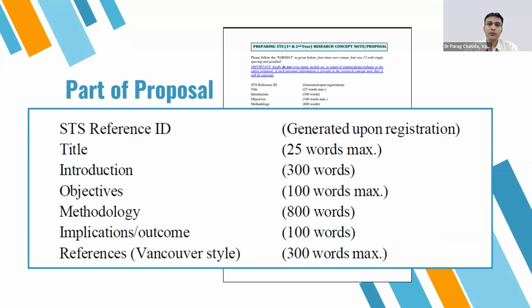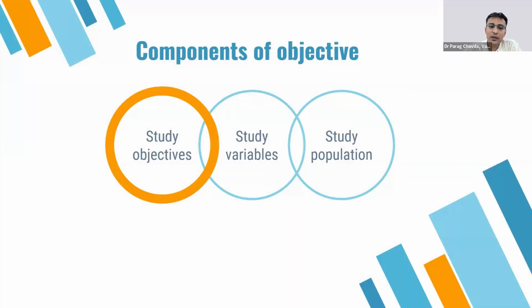From today onwards, we have started thinking about what would go into the actual Word document of our study protocol. So we have started talking about the study objectives. Now we understand the different elements of study objectives. There are two primary elements: one is the study variable and the other is the study population.